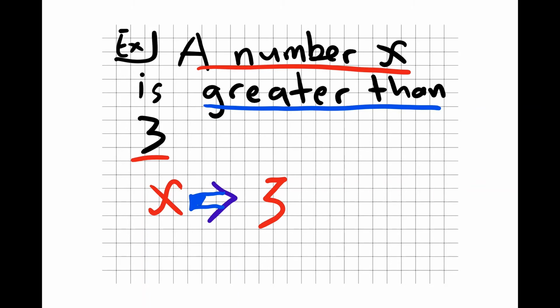The larger number is going to be pointing at the smaller one. If that's more confusing, forget I just said that. Let's try another example.